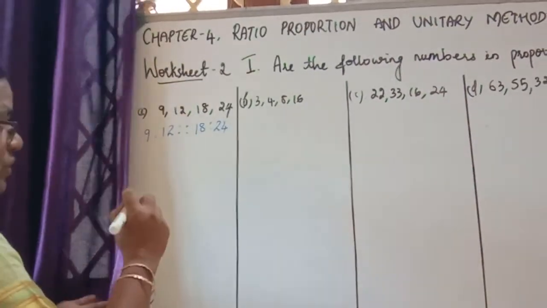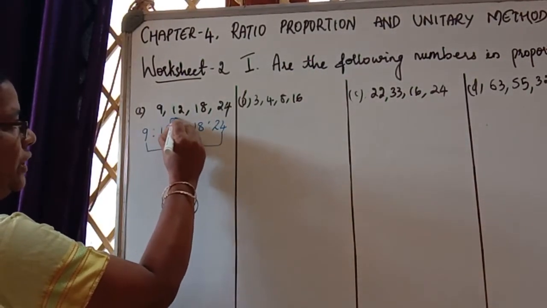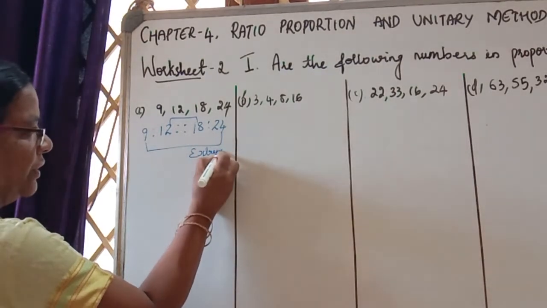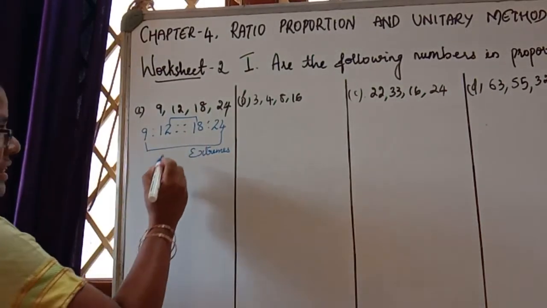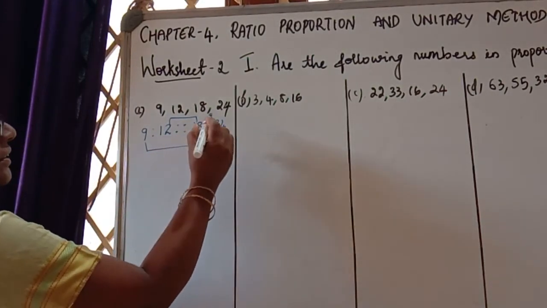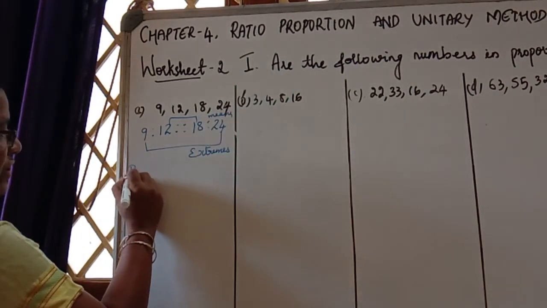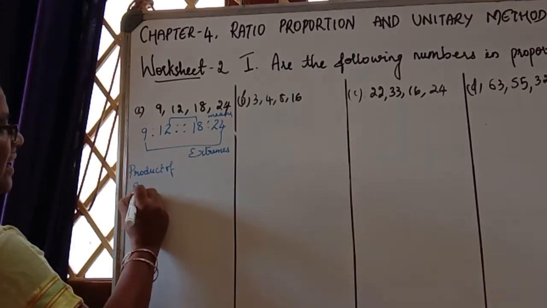What is the procedure? Product of extremes should be equal to product of means. What is extreme? First and fourth terms are called extremes. Second and third terms are called means. Now we'll find out the product of extremes.